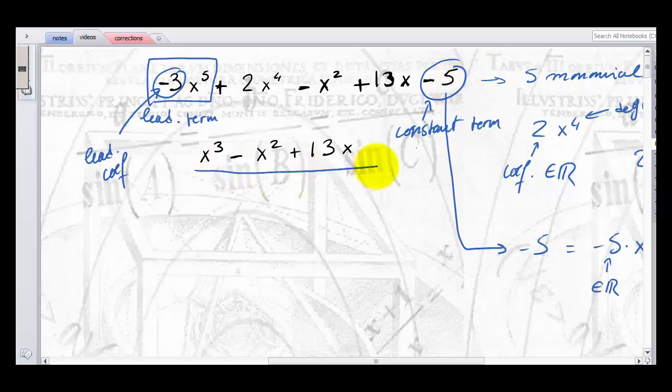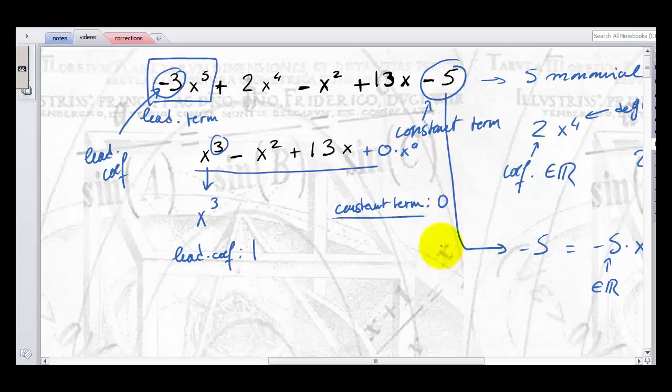Let's look at the second polynomial. This is a sum of 3 monomials. The degree is 3, right? The leading term is x cubed. The leading coefficient here is 1. What's a constant term? Well, it's the monomial of degree 0. Where's the monomial of degree 0 right here? You don't have it, so it's like 0 times x to the 0. So it is 0. The constant term is 0, okay?